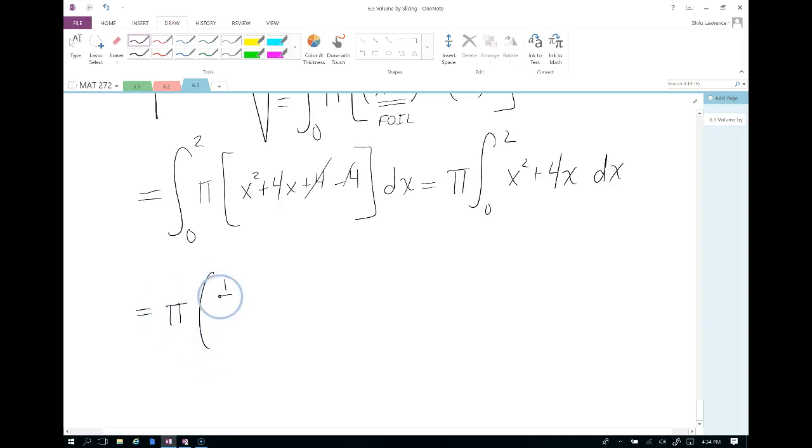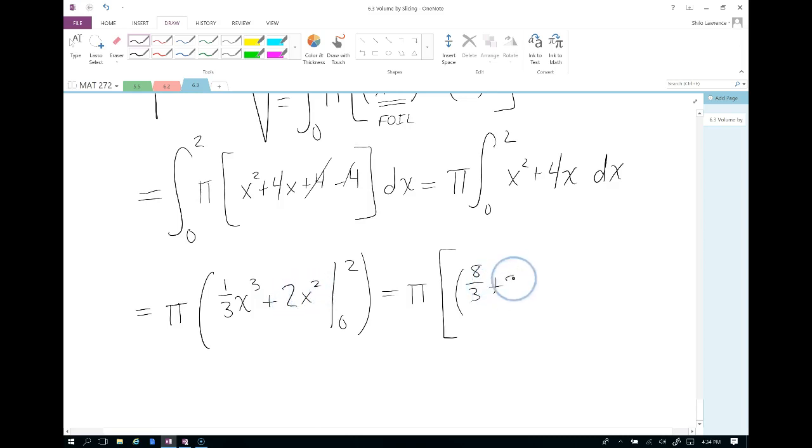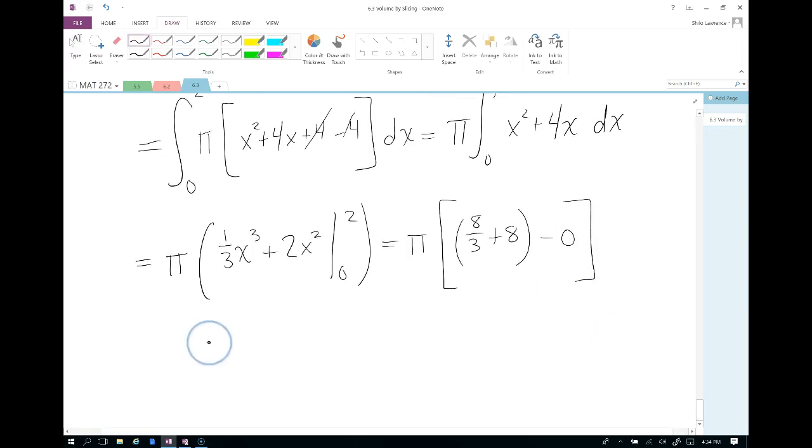So our antiderivative is 1/3 x cubed plus 2x squared. That will evaluate at 2 and at 0 and then subtract. If we plug 2 in, 2 cubed is 8. Divide by 3, we're just going to say 8/3. And then 2 squared is 4 times 2 more is 8, so plus 8. If we plug 0 in, we're just going to get 0. So I've got 8/3 plus 8, which is 32/3. So I've got 32 pi over 3.